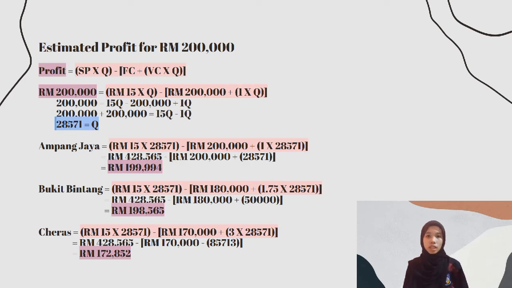After we get the quantity, which is 28,571, we can use this quantity to get the real profit for Ampang Jaya, Bukit Bintang and Cheras. Next, we calculate the profit using the formula at the pink highlight. So, we get the profit for Ampang Jaya is RM 199,991. For Bukit Bintang, we get a profit of RM 198,565. And lastly, for Cheras, the profit we get is RM 172,855.